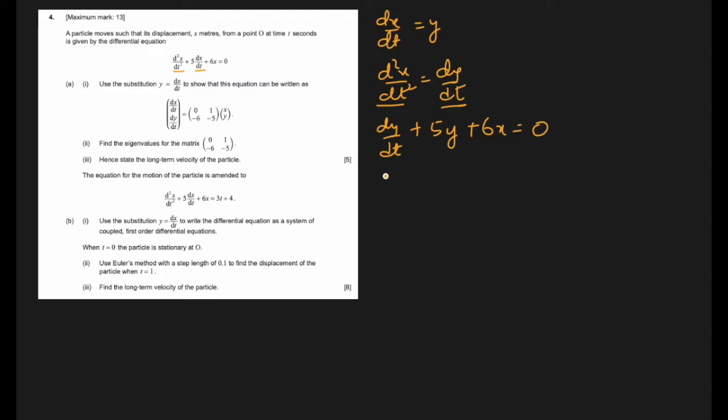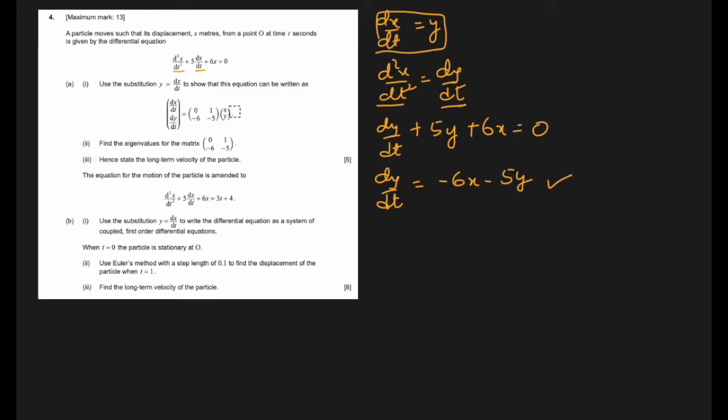So can I write this as dy over dt equal to negative 5y? Let's write x first, because they want x first. So negative 6x, negative 5y. So dy over dt is minus 6x minus 5y. We got this equation already here.